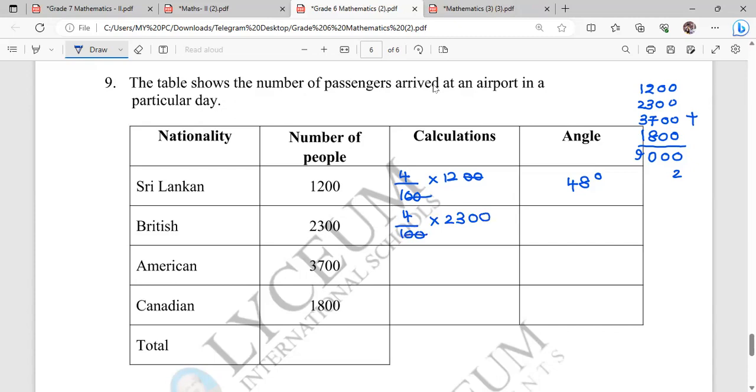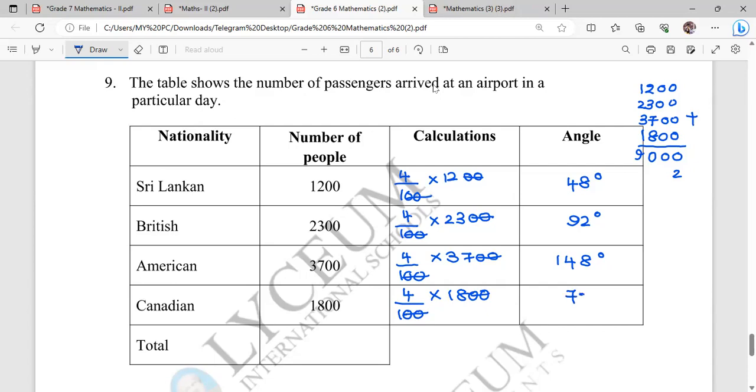The same way we do 4 over 100 multiply by 2,300. So then the zeros cancel, and when you multiply 23 by 4, it gives me 92 degrees. Okay. So then the next one, 4 over 100, you multiply by 3,700. With zeros you can cancel, and 37 you multiply by 4. It gives me 148. Okay. Then the last one, 4 over 100, you multiply by 1,800. So then you cancel them. 18 you multiply by 4.